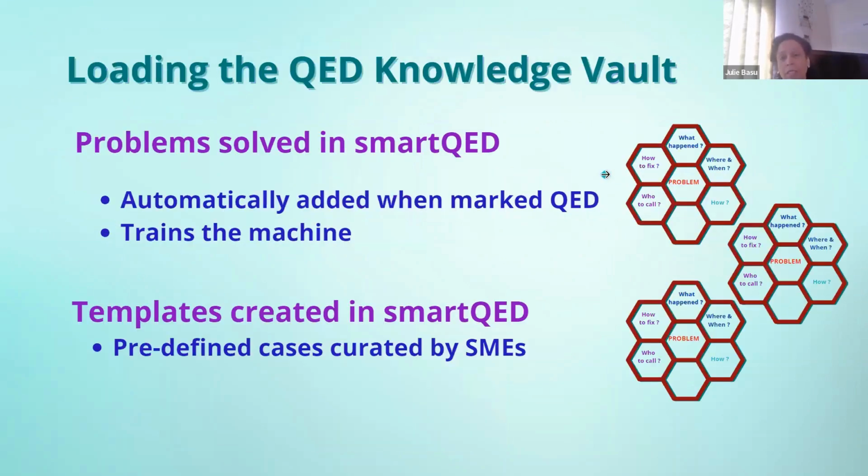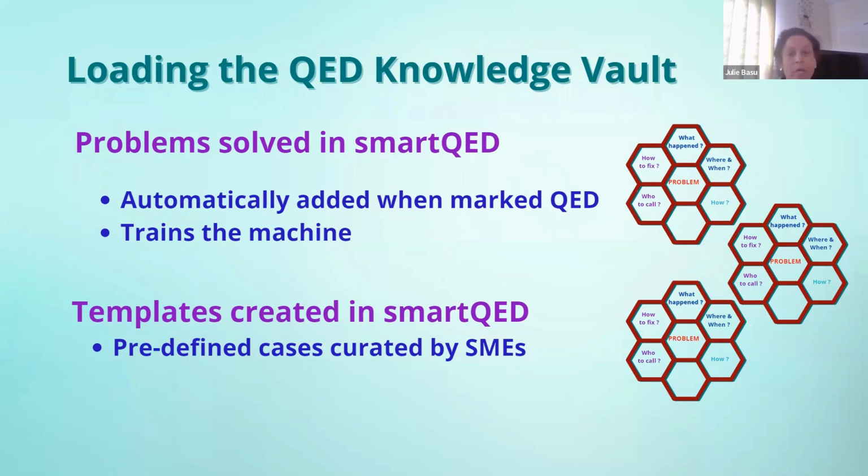So, loading the knowledge vault. Now that we understand the problems, the why is the missing part, the root cause analysis. Why did we see this problem, right? But once we have solved it, hopefully we have answered these questions. And then when you mark it as QED, it automatically goes into the QED knowledge vault. So in other words, we can say that smartQED is building up your knowledge from these solved problems as you solve them. So when you solve it, we mark it QED, which means I found the root cause, and then it goes into the knowledge vault and basically serves to train the machine.